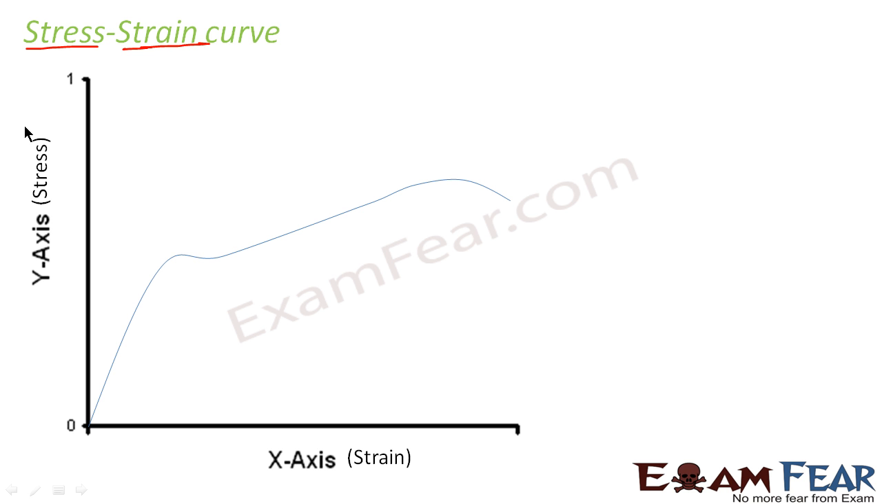So we have taken stress along the y-axis and strain along the x-axis. This is a very general stress strain curve which is seen for most of the materials. Like in the previous slide you saw that we had drawn a stress strain curve where the line was perfectly linear. So that was an ideal situation of Hooke's law. That is how it should happen ideally.